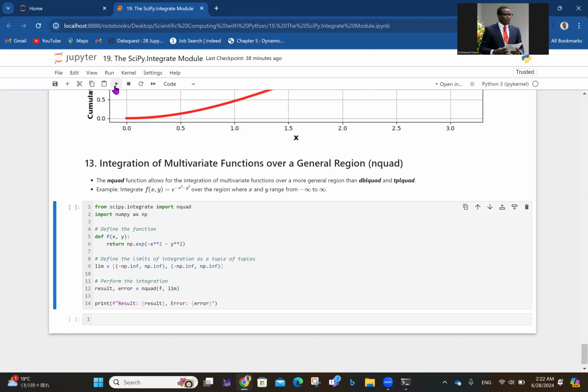Okay, so here we want to integrate f of x, y equals e raised to minus x squared minus y squared over the region where x and y range from minus infinity to infinity. So we get the nquad out, that multivariate quad, like n-dimensional stuff. You define the function, exponent of minus x squared minus y squared, and the limit is minus infinity to infinity for each of x and y. And then the actual show is happening in line 12, where you do nquad, then f comma limit, and you run that and you get your result.